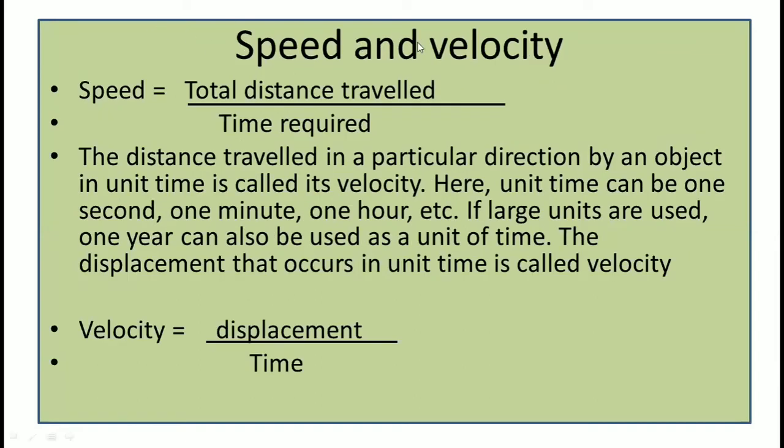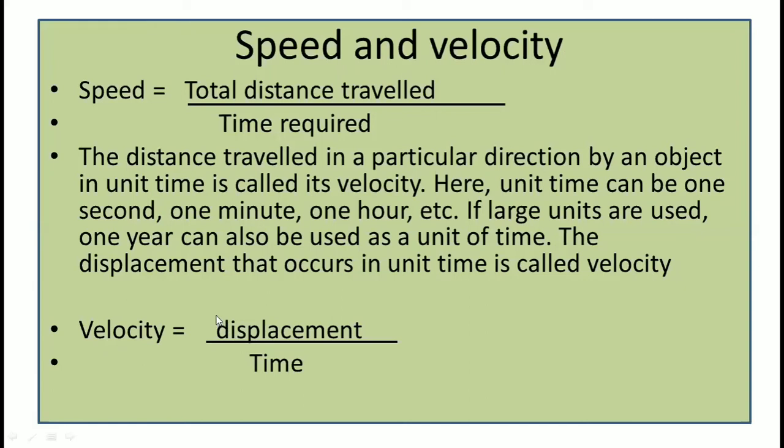See here, speed and velocity, the relation between speed and velocity. Speed equals the total distance traveled divided by the time required. That means the distance traveled by an object in a unit time is called its speed. Here, the unit time can be 1 second, 1 minute, 1 hour, or 1 year. That is a unit time. The displacement that occurs in a unit time is called the velocity. So velocity equals displacement divided by time.